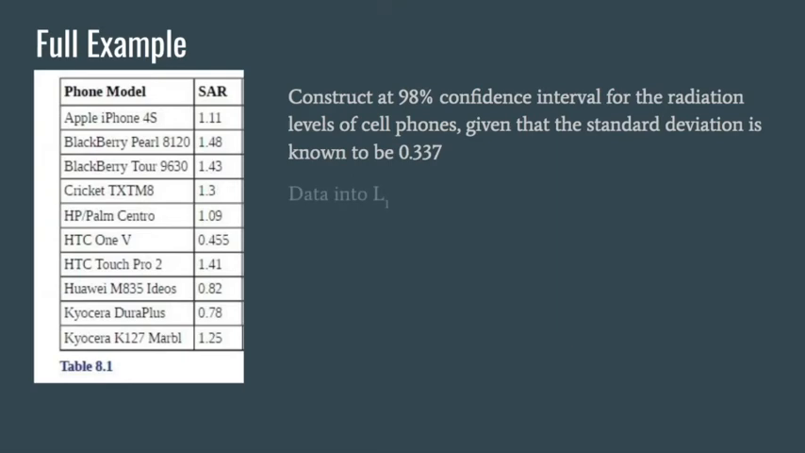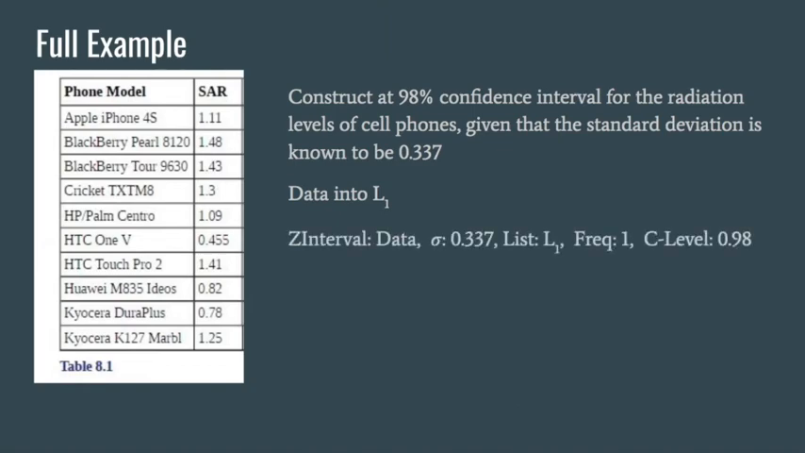So the first thing that we need is to put our data into L1. In case you need some refresher, for L1 you hit stat and then edit, which is the very first option, so basically stat and then enter. And you put your data in L1. If you need to clear L1, you can highlight L1, hit clear, and then enter. It'll get rid of all that.